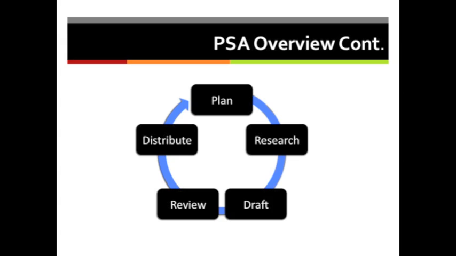Planning is when you determine what you are writing and your reason for doing so. Researching is when you determine what information is needed, then obtain that information. Drafting is when you compose the initial draft of the document. Reviewing is when you test the usability of the document and seek advice from peers. Distributing is when you get the document to the intended audience.